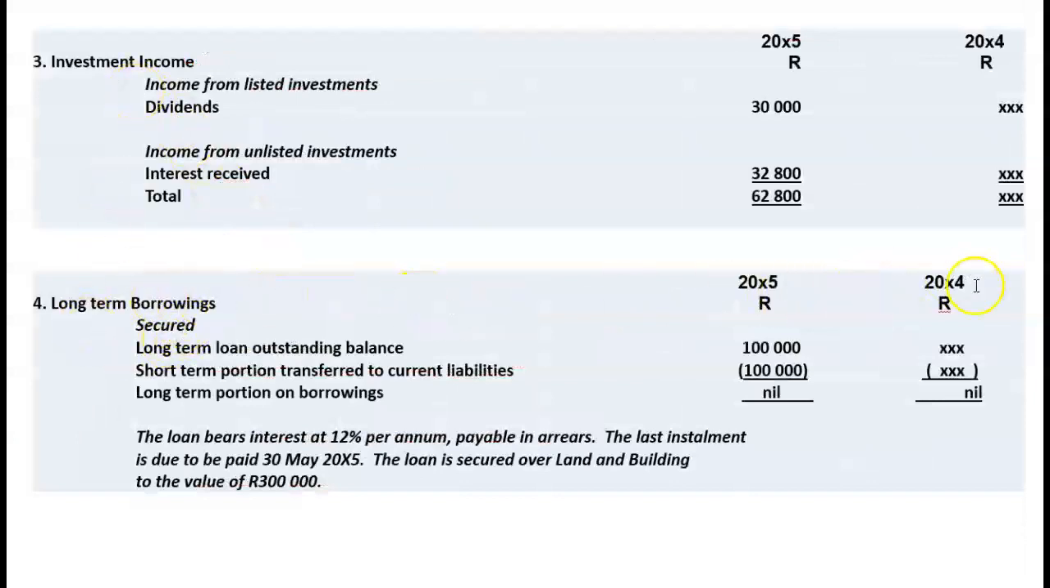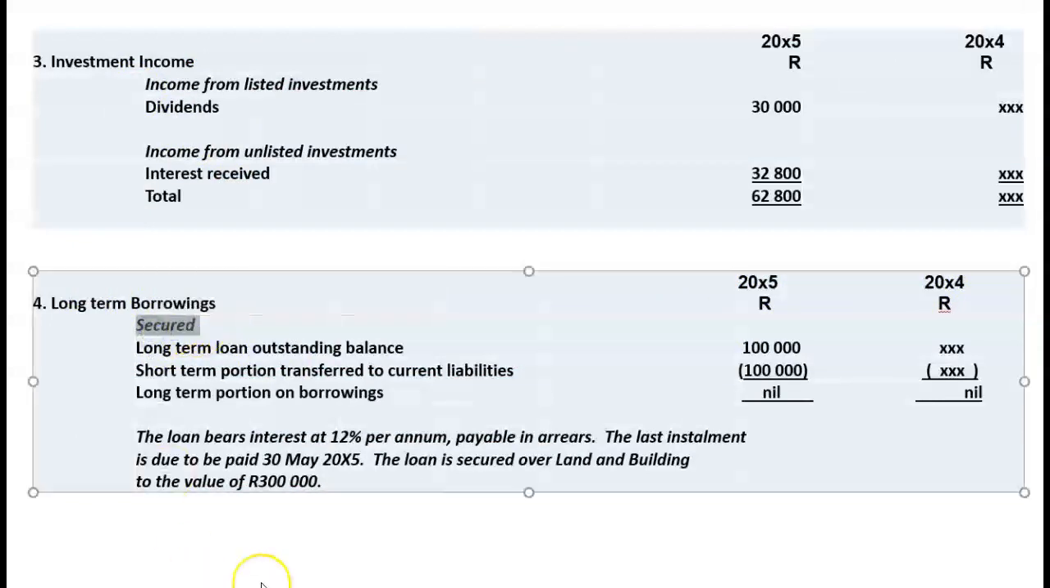Long-term borrowings, again, 2025 and 2024 columns. Secured, you have to distinguish whether a loan is secured or not secured. So this loan was secured with our property. Long-term loan outstanding balance was 100,000 Rand as at the end of the year. Less short-term portion transferred to current liabilities, 100,000.